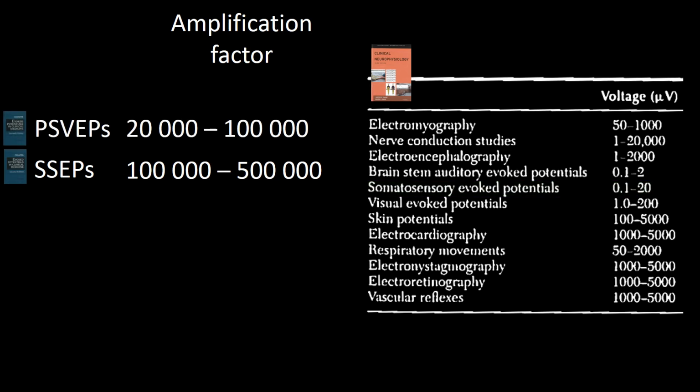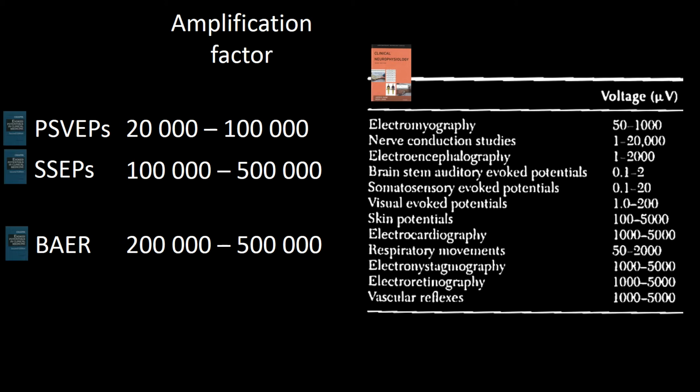For pattern shift visual evoked potentials, the gain needed is less. It is in the range of 20,000 to 100,000. This is so because the potential generated by pattern visual evoked potential is much larger. It is in the range of 1 to 200 microvolts.